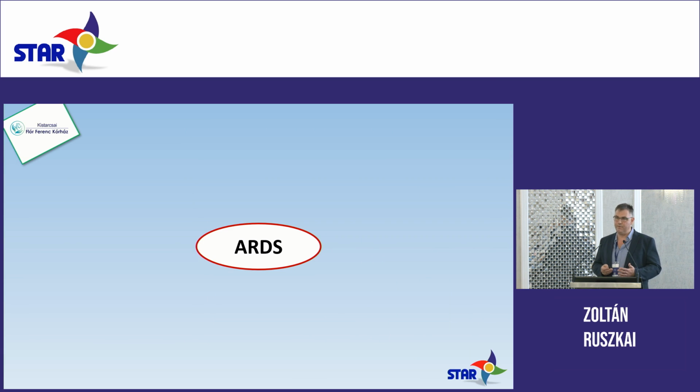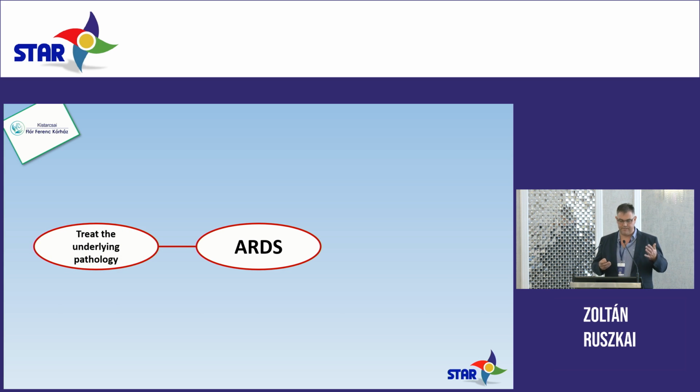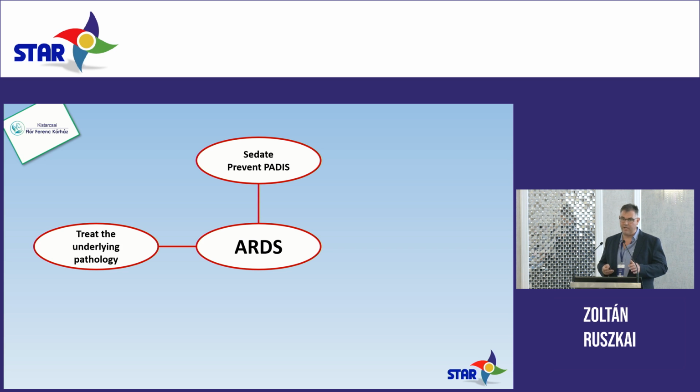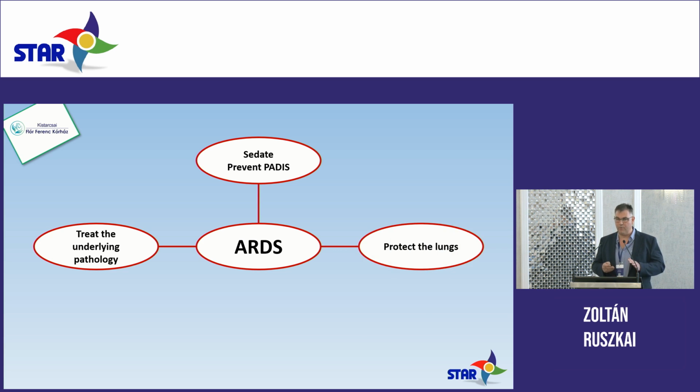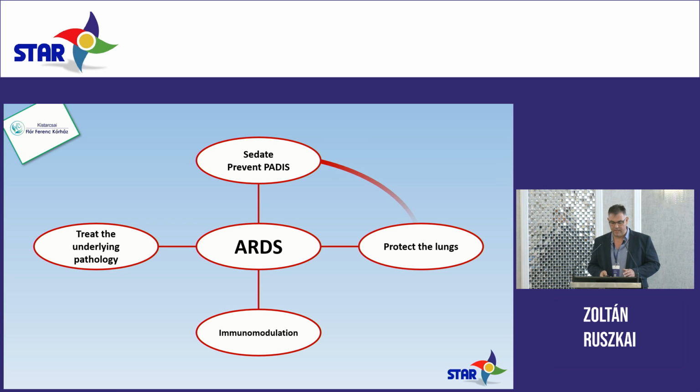How can we use volatile anesthetics in ARDS? Because this is maybe a new indication for volatile sedation. If we think about ARDS, we have to treat first the underlying pathology. We have to take care of sedation to prevent pain, agitation, delirium, and sleeping disorders. We should protect the lungs, and we try to reach some immunomodulation also.